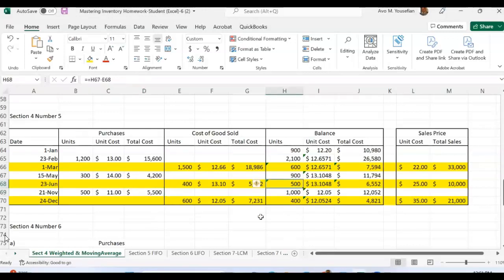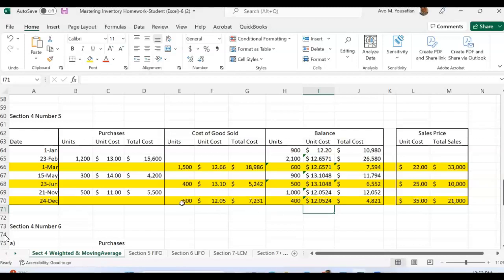So inventory previously was 500, right? So now we go here, we say equals to previous balance of 500 plus this 500 that we just purchased. It gives us 1,000 units. And the total cost was previous cost plus this cost, which gives us 12,052. 12,052 divided by 1,000 gives us the average cost of 12.0524.